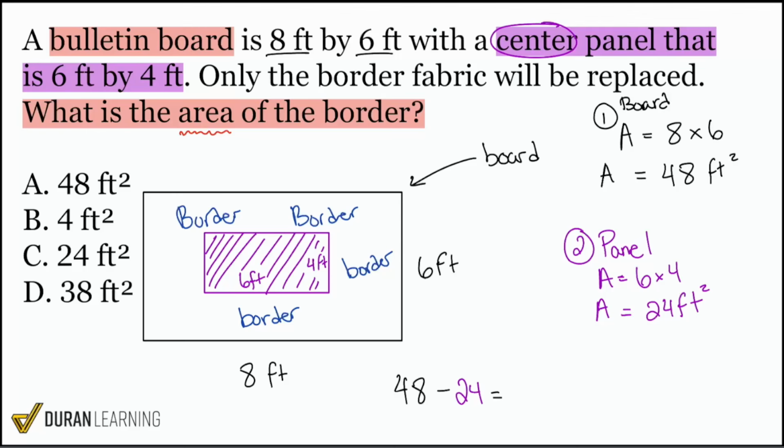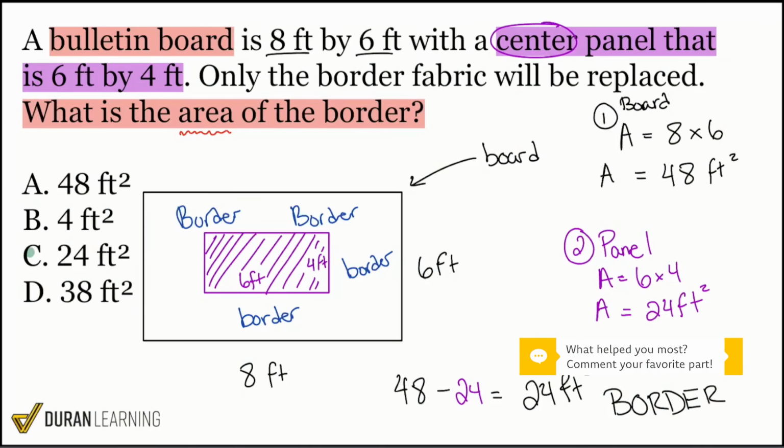Everybody, what's 48 minus 24? Yeah, 24. And there we are. That is going to be 24 square feet that's left for the border. And that's exactly what we wanted. And that's why the correct answer here, my party people, was answer choice C. We took out that center panel, only leaving the border. And there we are.